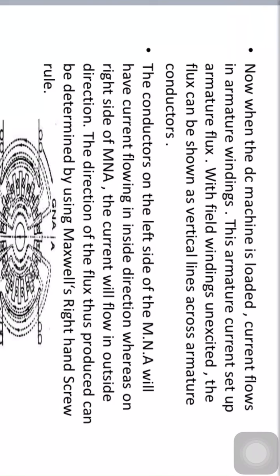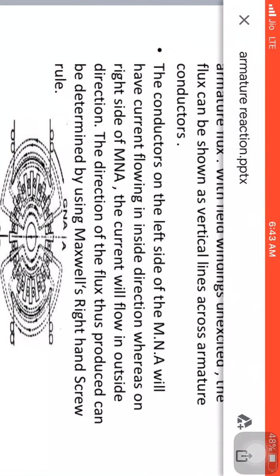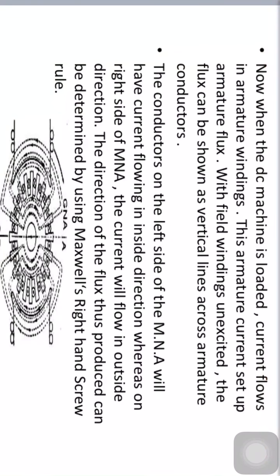This armature current sets up armature flux. With the field windings unexcited, the flux can be shown as vertical lines across the armature conductors. The conductors on the left side of the MNA will have current flowing in the inside direction, whereas on the right side of MNA the current will flow in the outside direction. The direction of flux thus produced can be determined by using Maxwell's right hand screw rule.